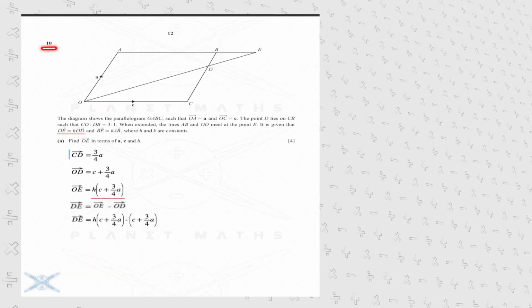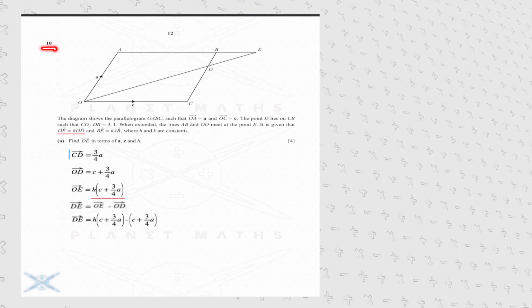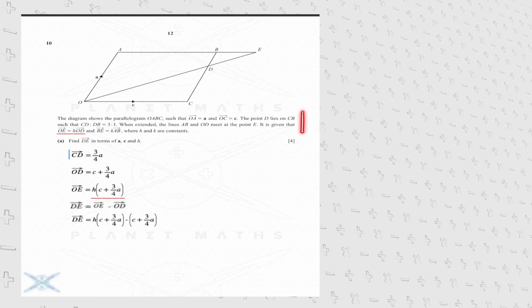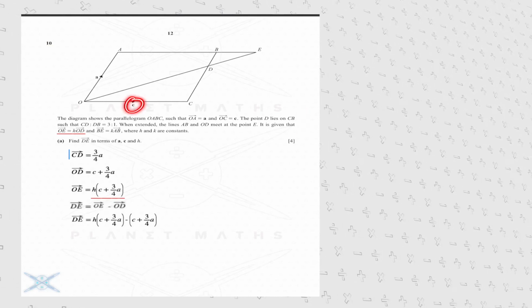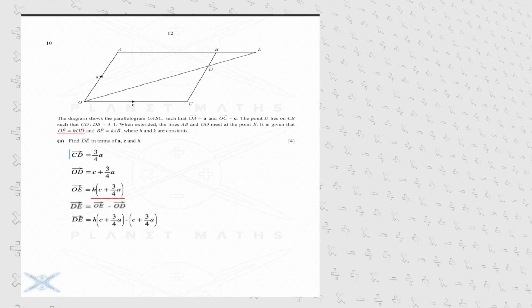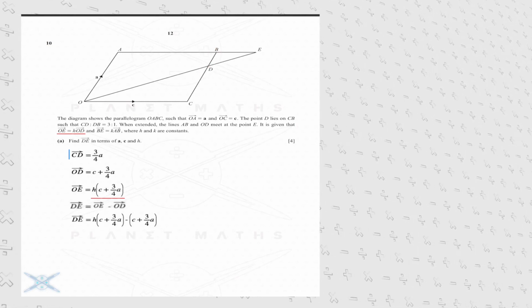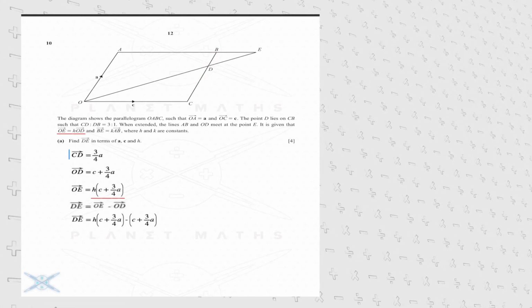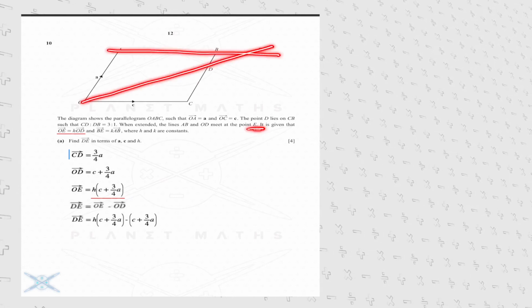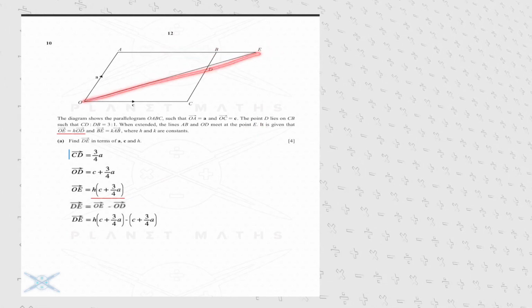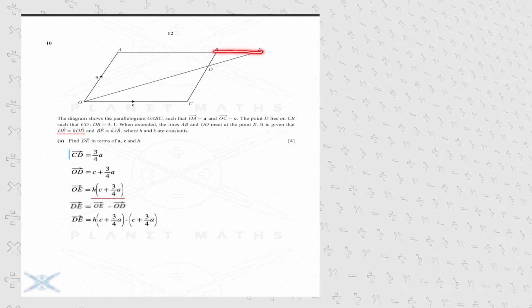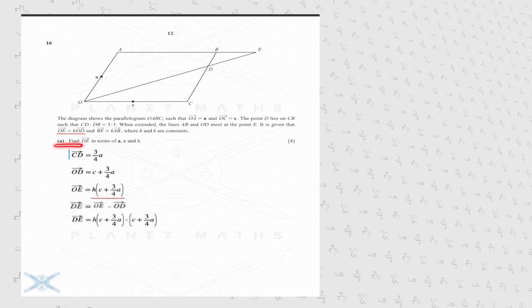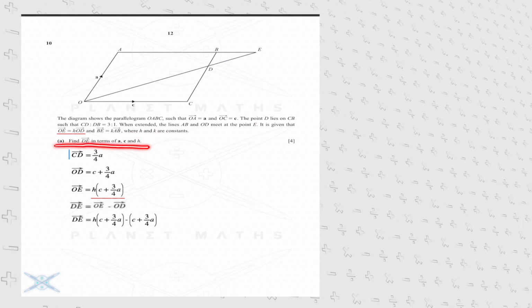Part 10 of this exam paper is all about vectors. Here we are provided with a parallelogram OABC such that vector OA equals A, vector OC equals C. Point D lies on CB such that the ratio of CD to DB equals the ratio of 3 to 1, and when extended the lines AB and OD meet in point E. It is given that OE equals H multiplied by OD and vector BE equals K multiplied by vector AB, where H and K are constants. In part A of the exercise, we are supposed to find vector DE in terms of A, C and H.